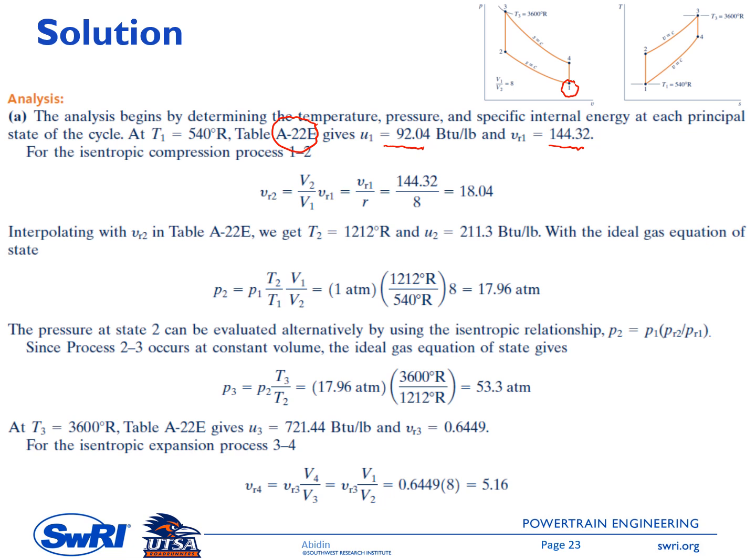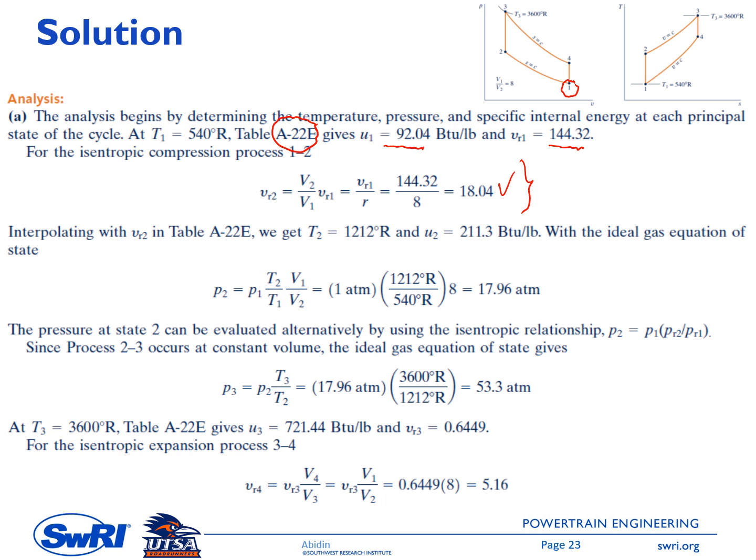This will be used to determine the properties at state 2. VR1 is 144.32. Using the correlation between V2 over V1 and VR2 over VR1, where V2 over V1 is the reciprocal of the compression ratio, so V2 over V1 is 1 over r. VR1 is 144.32, r is 8, so you should be able to get VR2.